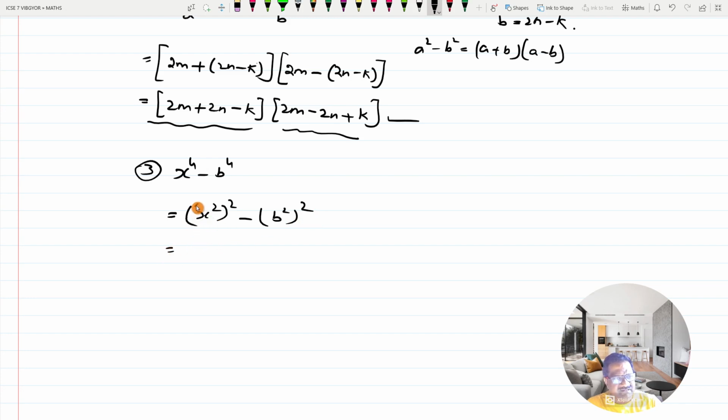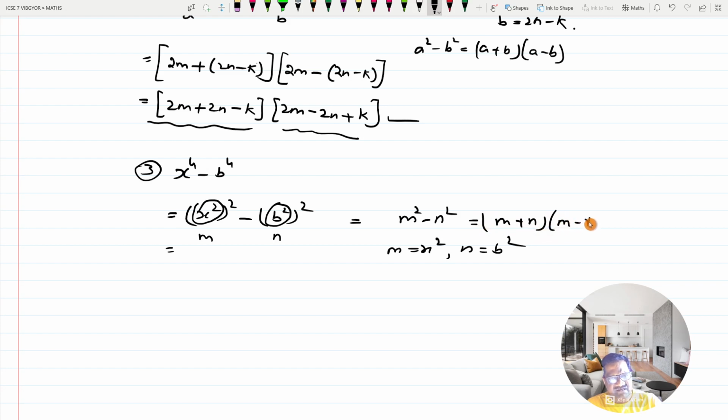Now if you take this x square as, say, m, and this b square as n, don't you think this is as good as m square minus n square, where m is equal to x square and n is equal to b square? Okay, so if m square minus n square you want to factorize, it will be m plus n times m minus n.